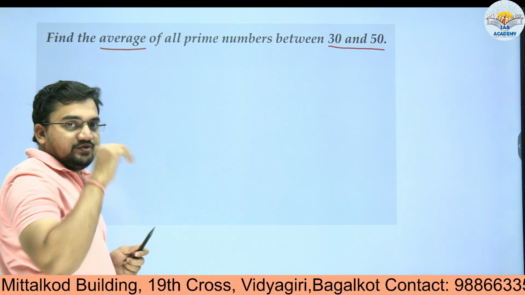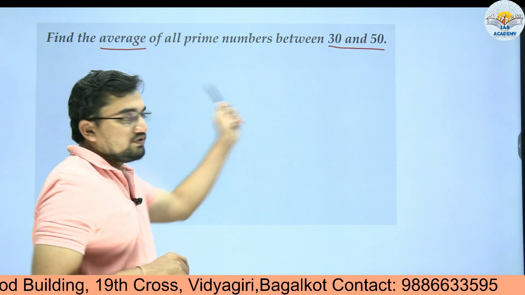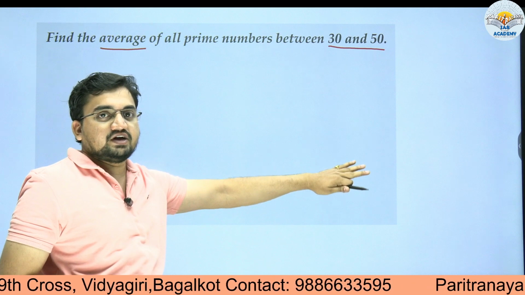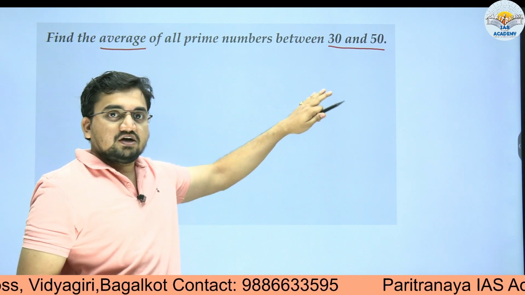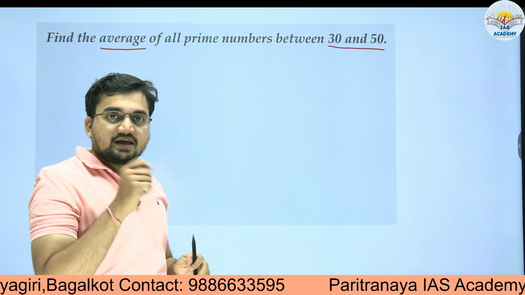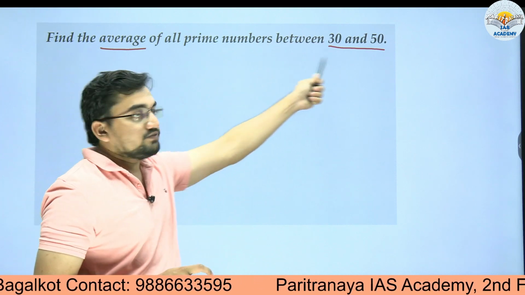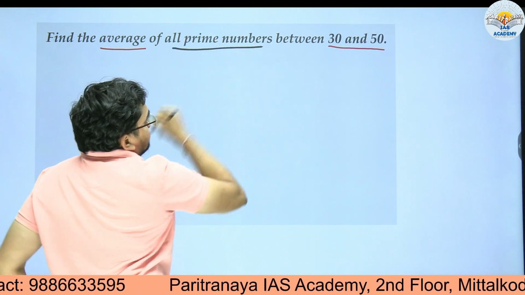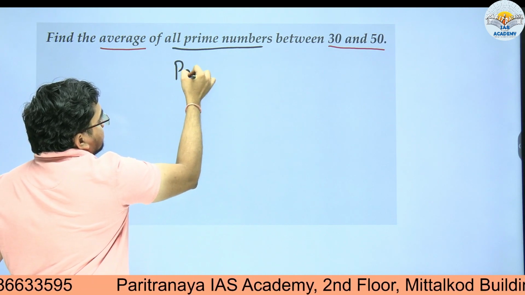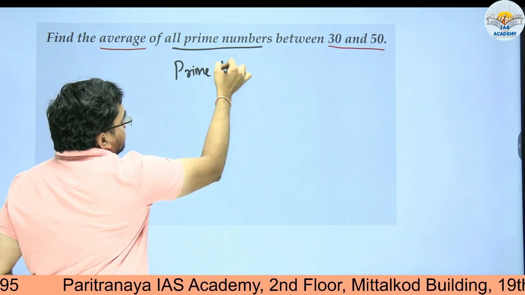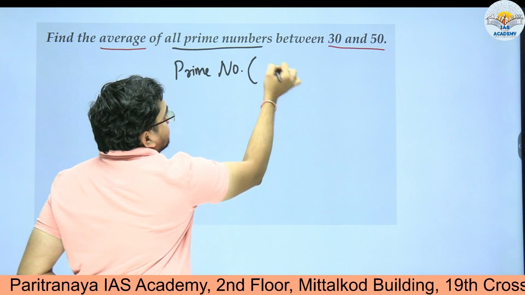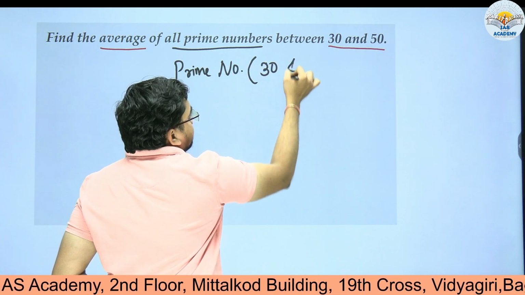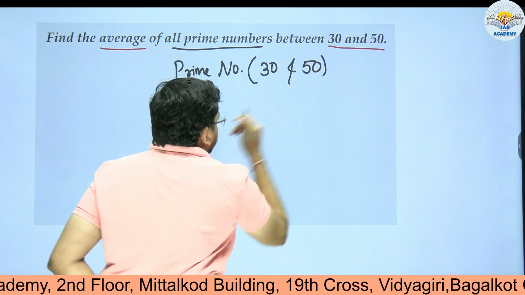So in previous questions, we were given the series, we were given the observations. From the observations we were either deriving the average or a part of an observation like x. In this case we have to find the observations themselves. Those observations are all the prime numbers. So what are the prime numbers between 30 and 50?